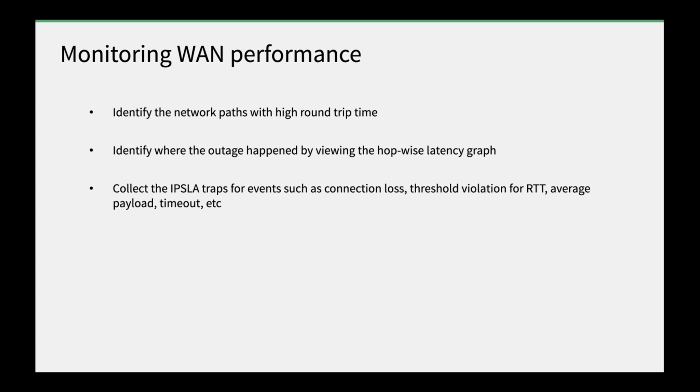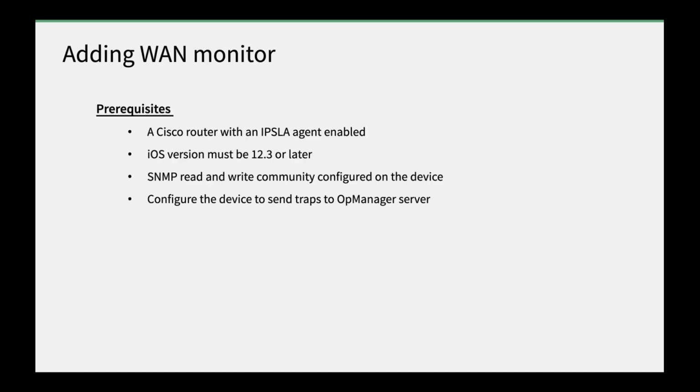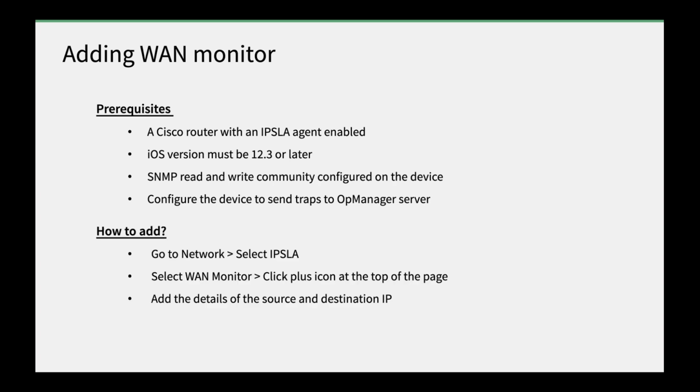So how to add all these WAN monitors? In order to add a WAN monitor, we need to make sure that certain prerequisites are available. So make sure that the Cisco router, since all these IPSLA metrics are exclusive to Cisco devices, is enabled with an IPSLA agent, and also the iOS version should be 12.3 or later. And we will require an SNMP credential which has both read and write community strings, and make sure that the same is configured in the end device. And make sure that you have configured the device to send traps to the OpManager server, which is on port 162.